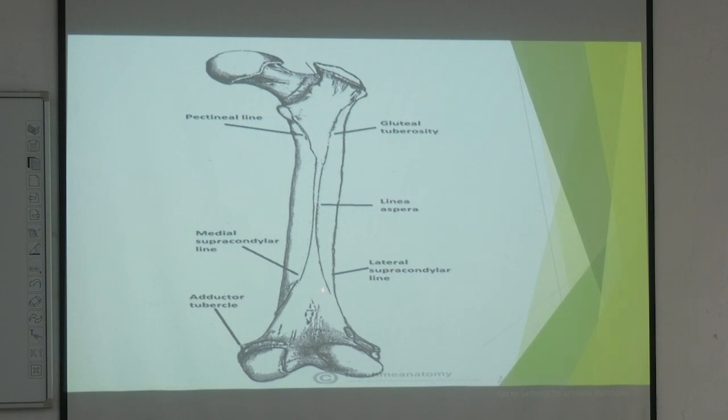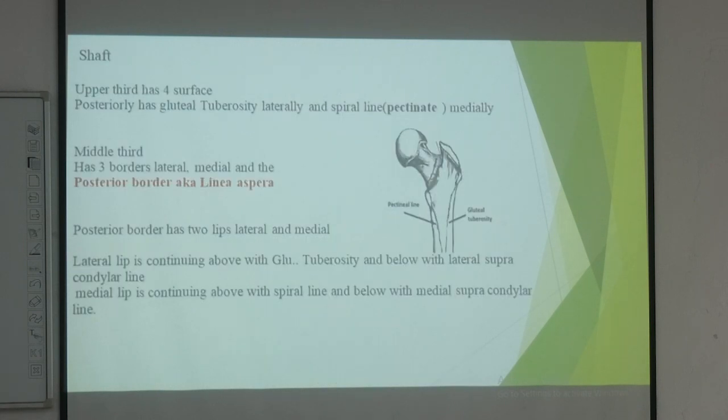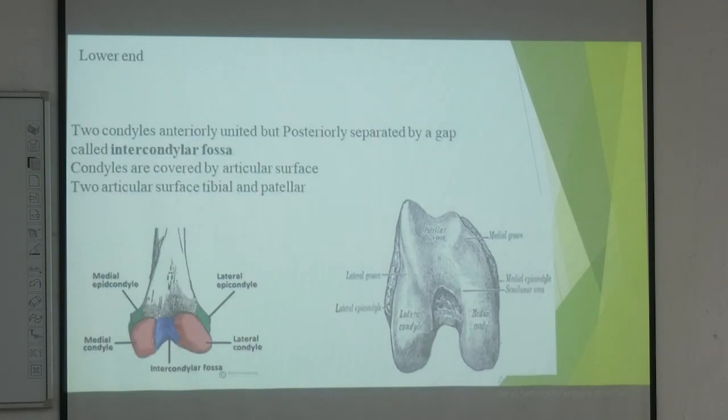This posterior surface is also present in the upper part. So, the upper shaft has 4 borders, the lower shaft also has 4 borders, and the rest of the shaft has 3 surfaces and 3 borders. So, this is what you have to know about this shaft. 3 borders, 3 surfaces, but prime importance is on linea aspera. Good? With the shaft and the linea aspera done, we are moving to the lower end.